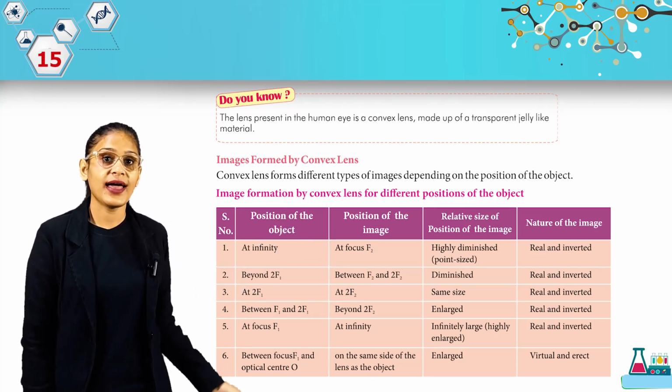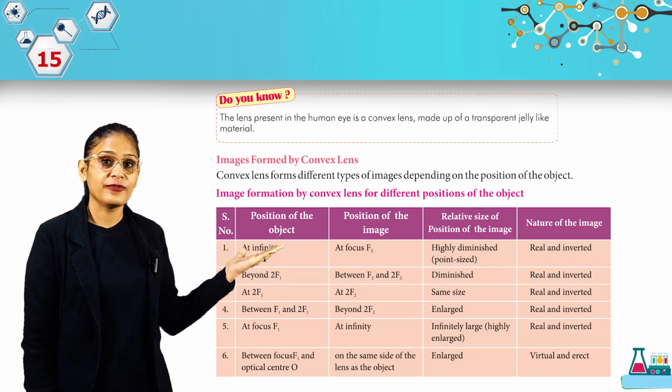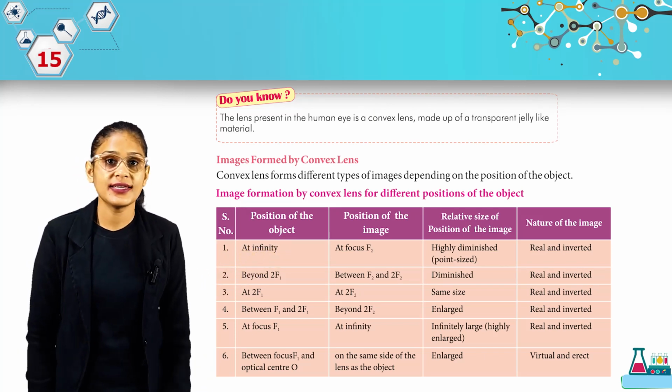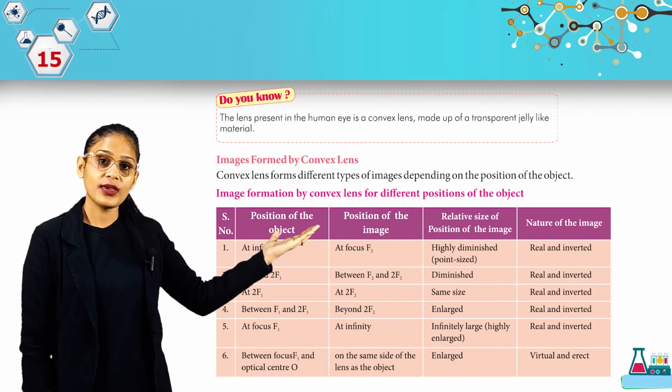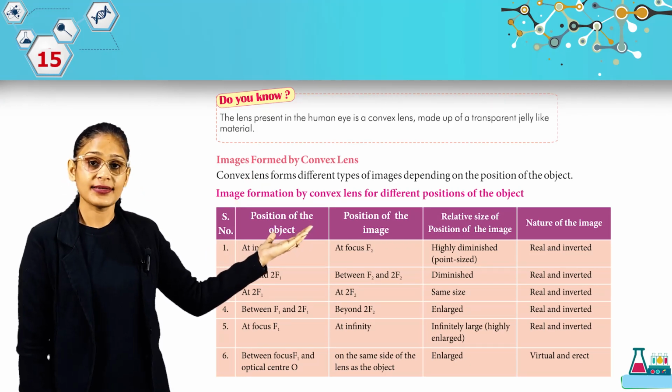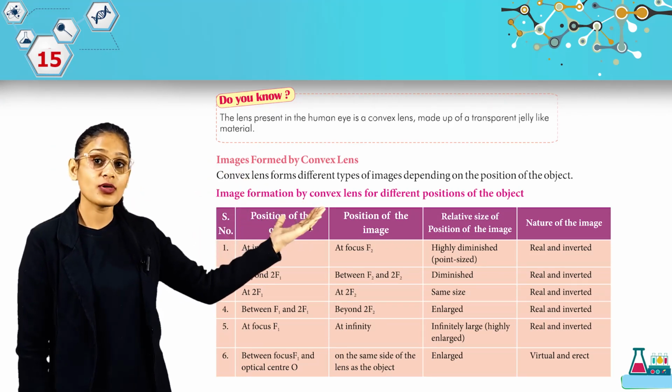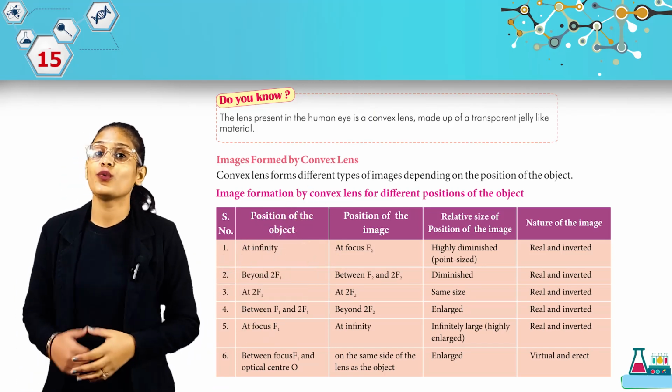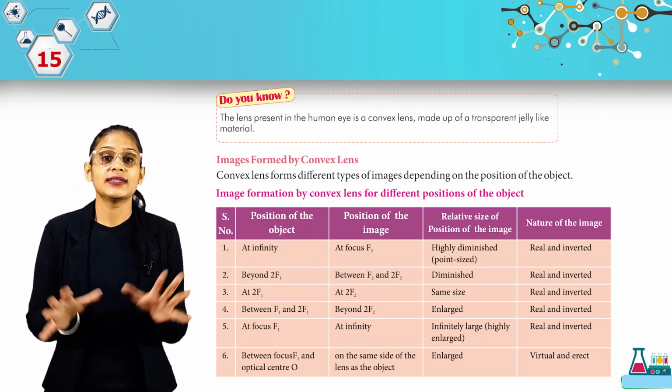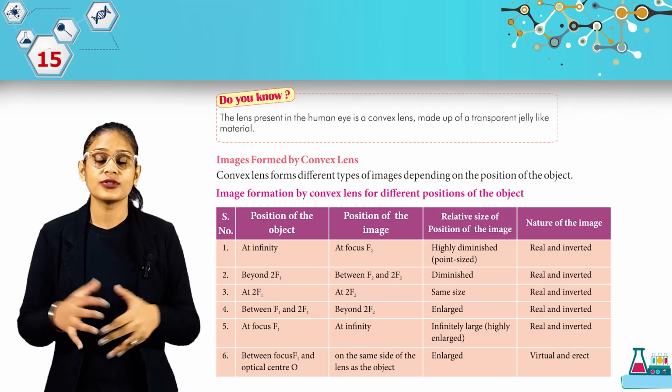Now come to the next. We have position of the object between focus F1 and the optical center O. Position of the image on the same side of the lens as the object. Size of the image enlarged, nature of the image virtual and erect. So students, this is a table, that's how the image is formed.